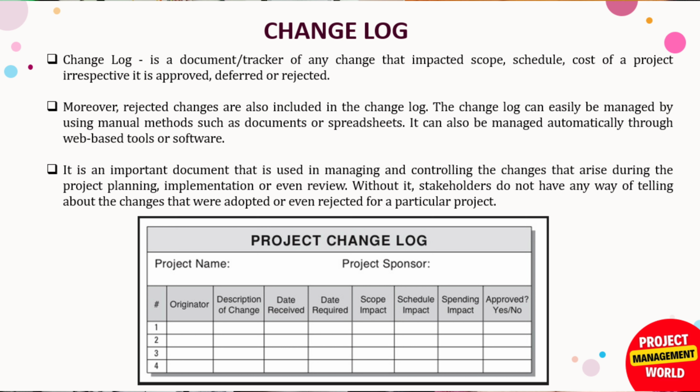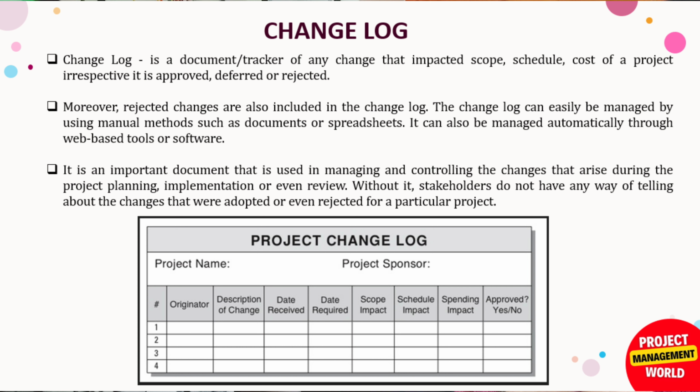Rejected changes are also included in the change log, as we discussed just now. The change log can easily be managed by using manual methods such as documents or spreadsheets. Generally we use Excel spreadsheets for this, and it can also be managed automatically through a web-based tool or software. So there are some software tools as well that we can use to track these changes.